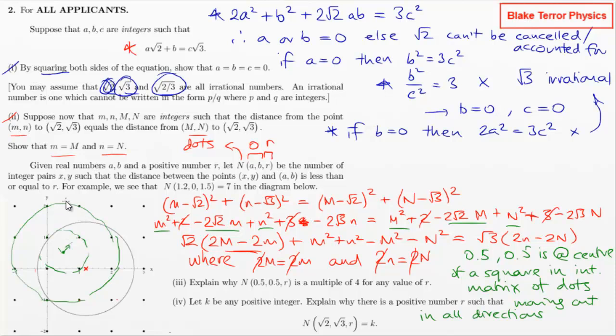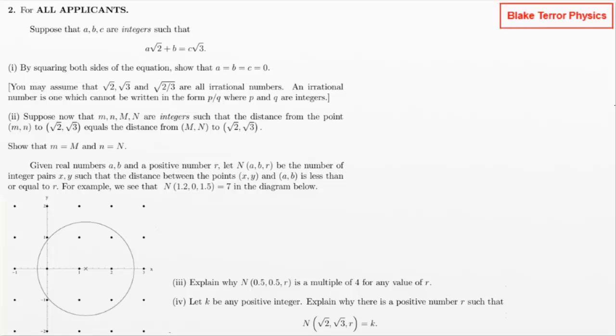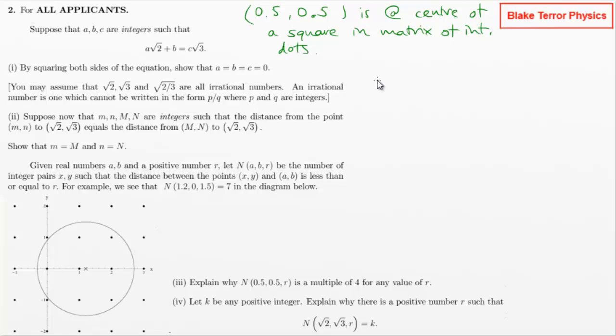So in each, right, this is where we need to, I'm going to start a new sheet on this because, right, so I've set off this thing. Let's go back to this then. So we can say 0.5, I think I'm beginning to see how to put this together. 0.5, 0.5 is at the center of a square in the matrix of integer dots, or whatever I call them, integer dots.